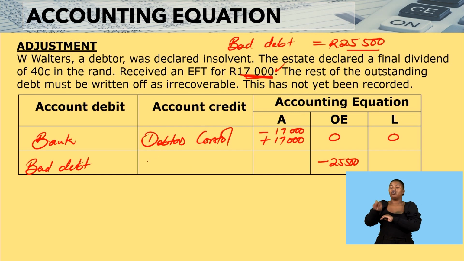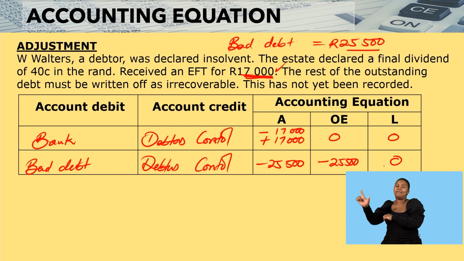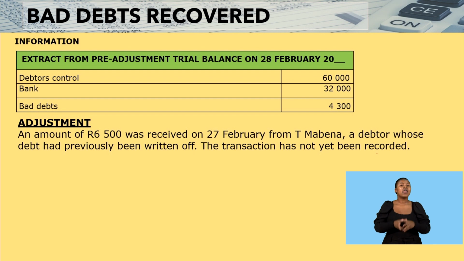And the account to credit is my debtors control. And once I credit my debtors control, my assets become less, minus 25.5. It has no effect on my liabilities. I'm now going to look at bad debts recovered. It says an amount of 6,500 was received on 27 February from T. Mabena, a debtor whose debt was previously written off. The transaction has not yet been recorded.